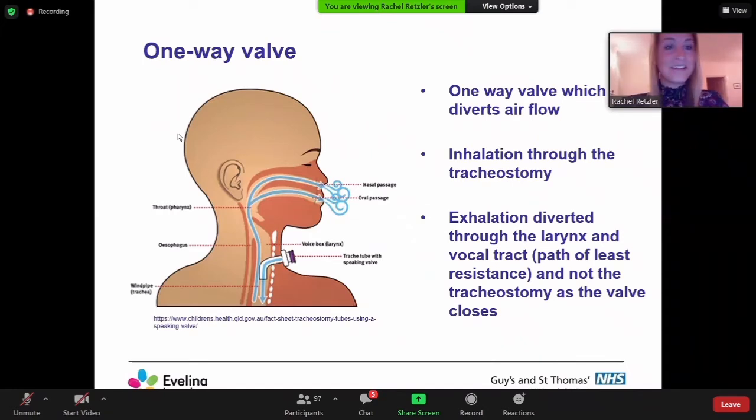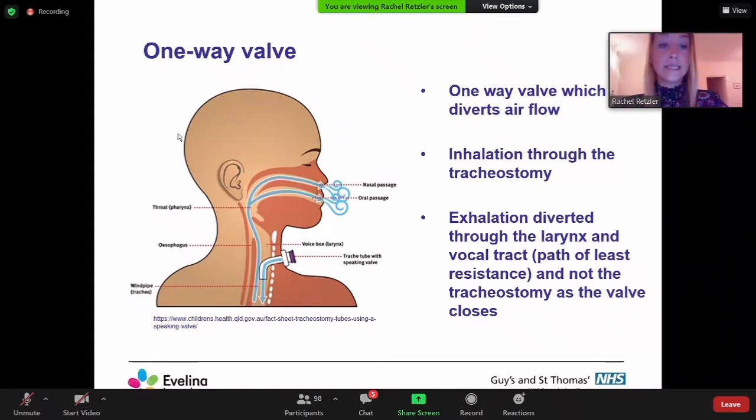One-way valves, what are they and how do they work? A one-way valve is a valve which diverts airflow. As you can see in this wonderful diagram, the child is inhaling through the tracheostomy. And as you can see, the one-way valve is secured on the trachea. The way that the valve functions is there's a mechanism in the valve. Now, when a child breathes in, the valve will open and allow air to enter and the child will inhale into the lungs.